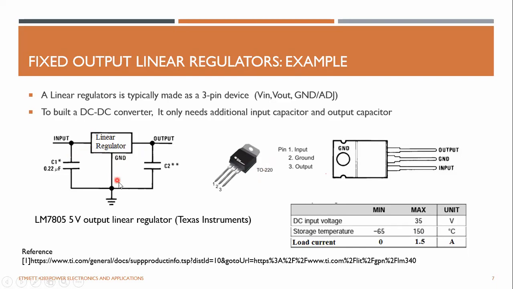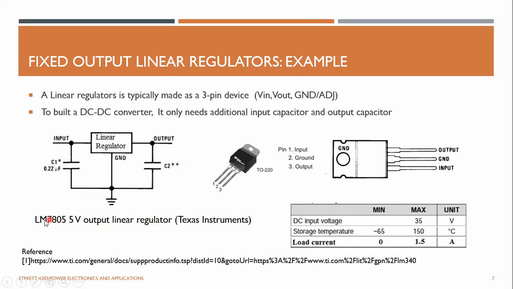3 pins are connected in such a way. You have this input, ground pin, and the output where you connect your load here. So additional capacitors might be required for filtering and stability. The most widely used one you might have seen, the LM7805, the 5-volt output linear regulator from Texas Instruments.